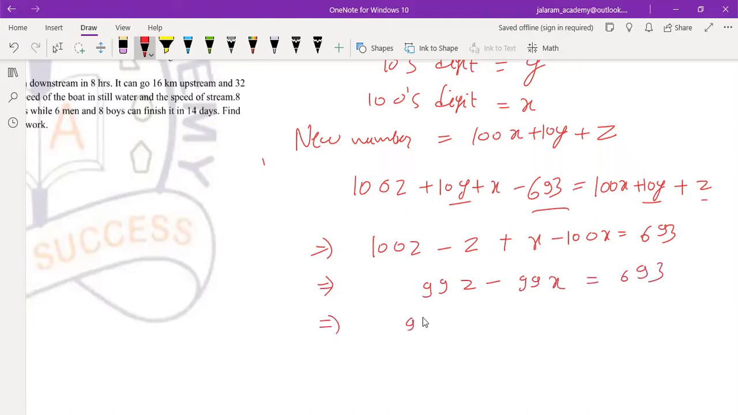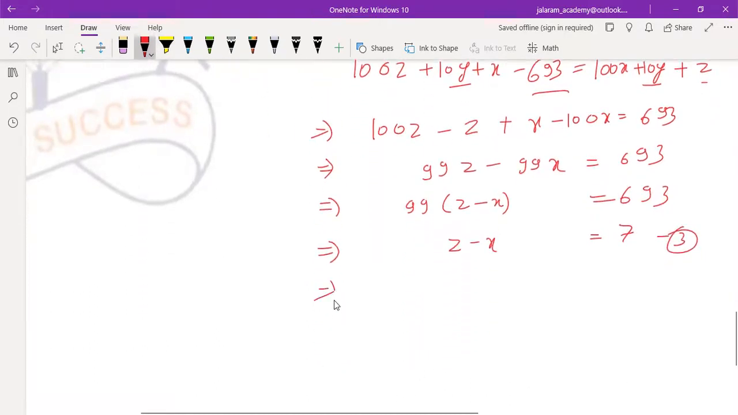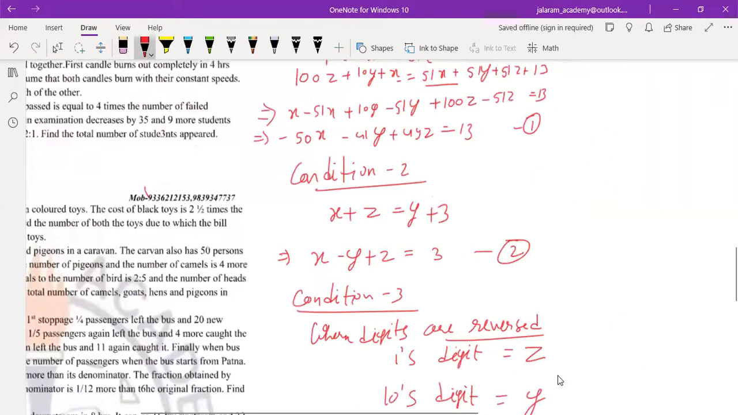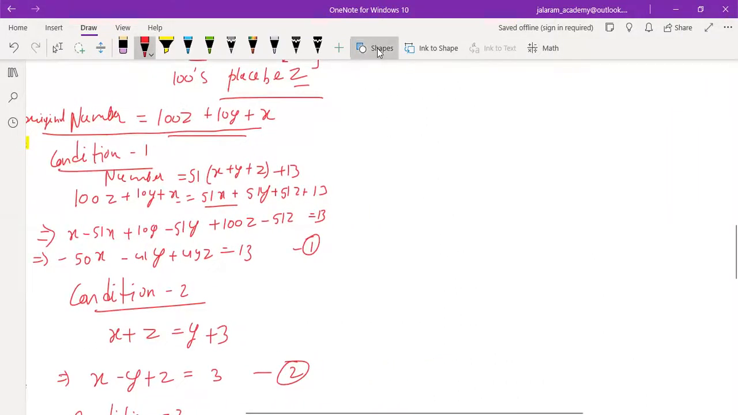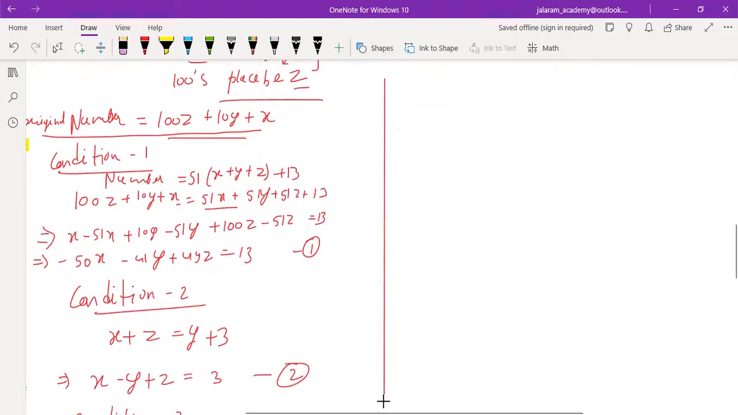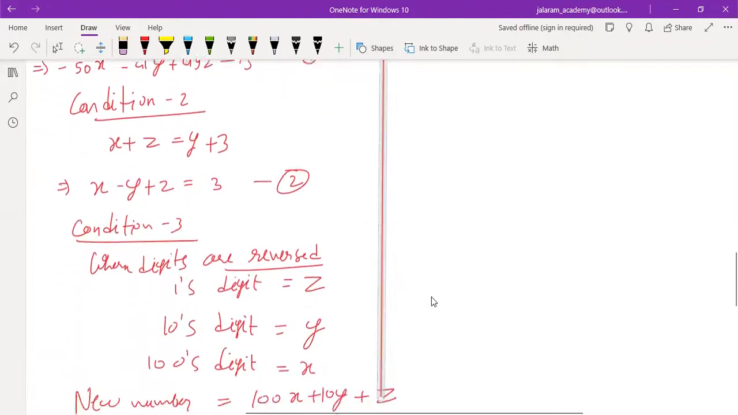So 99 is common to both terms, 99 into z minus x equals 693. If we divide both sides by 99, 99 sevens are 693, so z minus x equals 7. Or we can also write z equals 7 plus x as equation number 3, and then use this value of z in terms of x in equations number 1 and 2. So there will be two equations of only 2 unknowns, 2 variables.